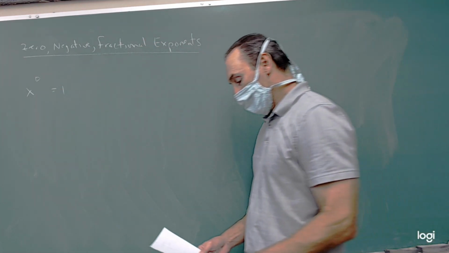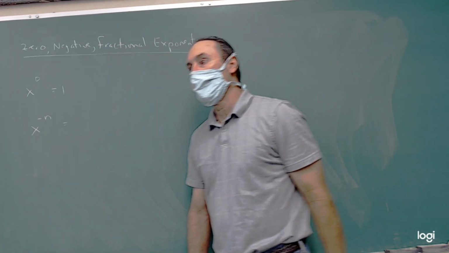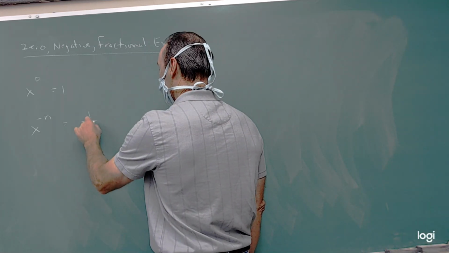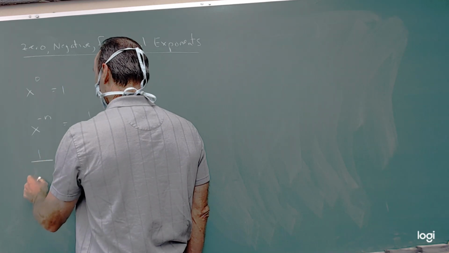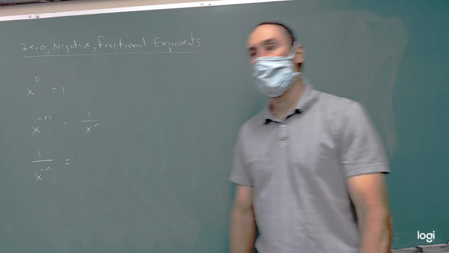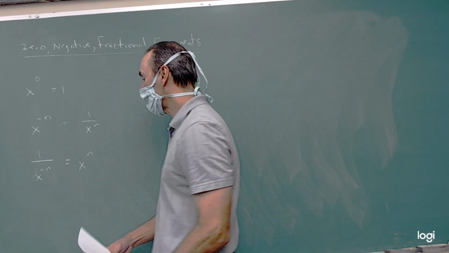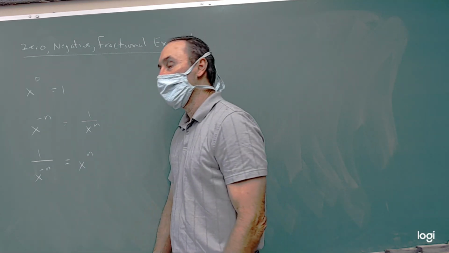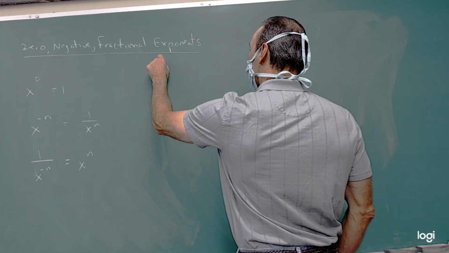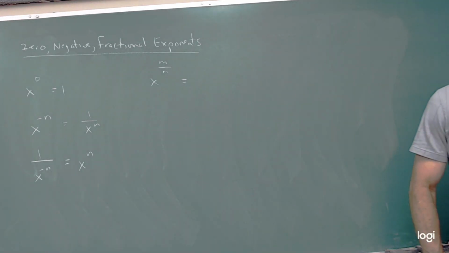We know that if we have x to the negative n power, then that is 1 over x to the n. Good, 1 over x to the n, which then means that 1 over x to the negative n is going to be x to the n. Good, so what the negative does is it changes its position in the fraction. Okay, and if we have something x to the m over n power, then what is that equal to?